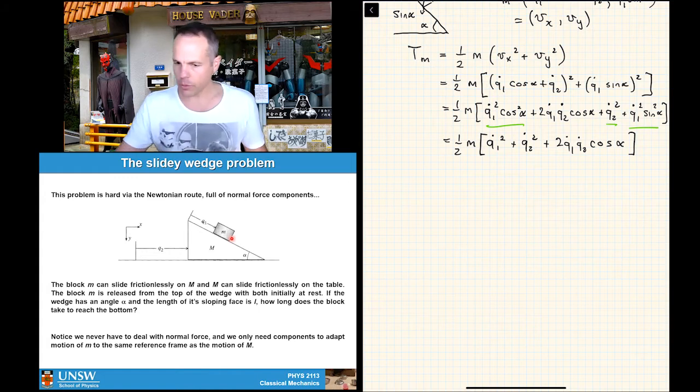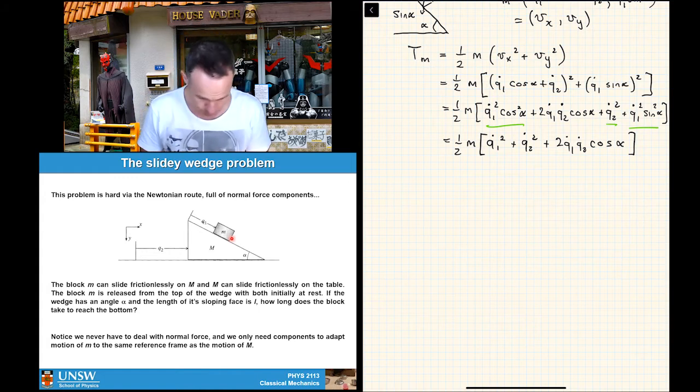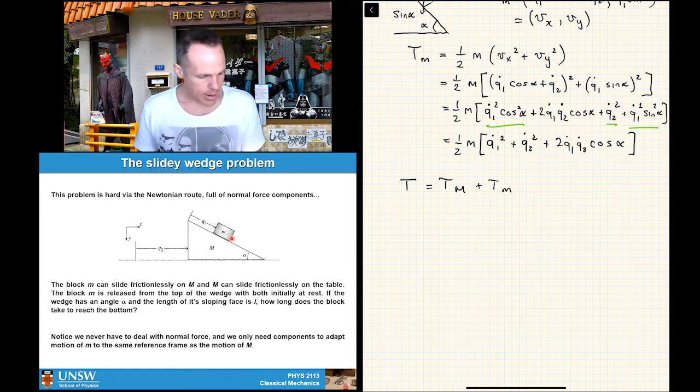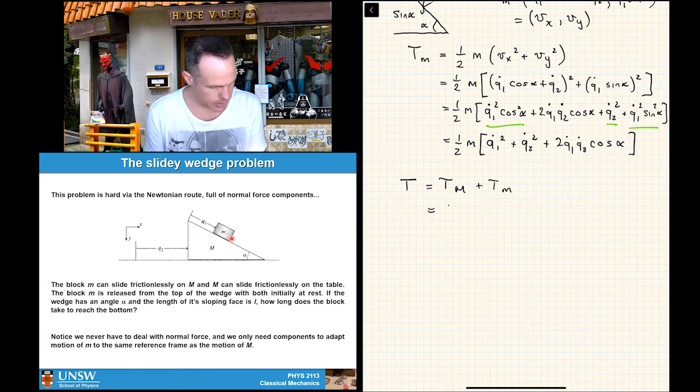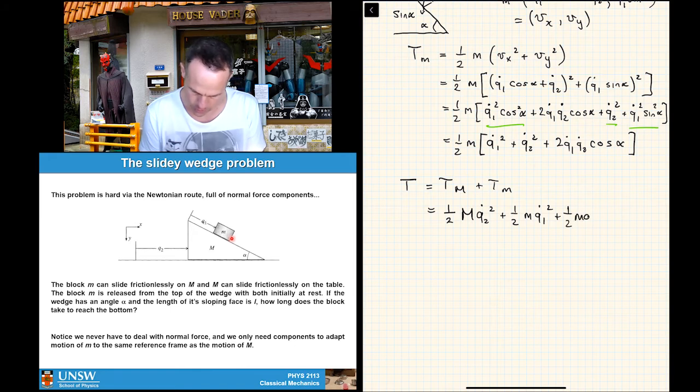A lot of the hard work has been done in setting up this problem now. Our total kinetic energy, T, is going to just be T big M plus T little m. And so what we're going to have here is a half big M q2 dot squared plus a half m q1 dot squared plus a half m q2 dot squared plus m q1 dot q2 dot cos alpha, and I've got to not forget the dots there.